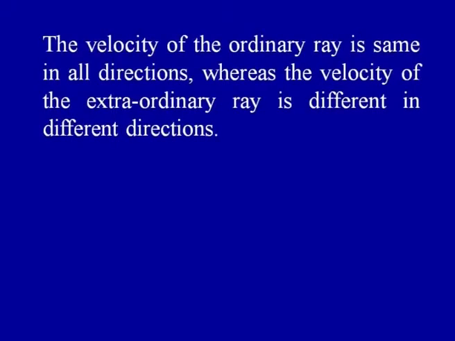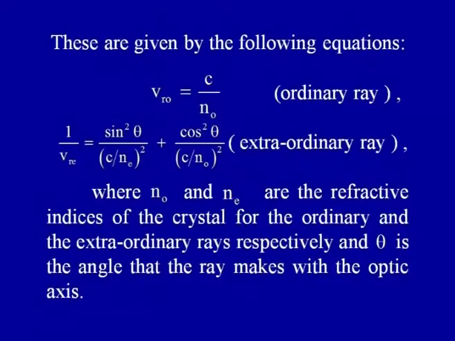The velocity of the ordinary ray is the same in all directions. This is a very usual case that does not depend on the directions, as it happens in all isotropic materials, whereas the velocity of the extraordinary ray is different in different directions. These are given by the following equations.